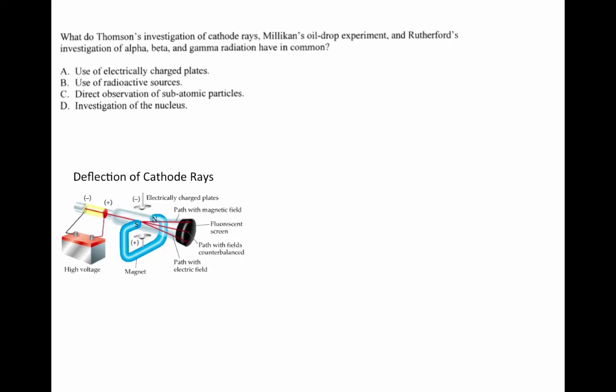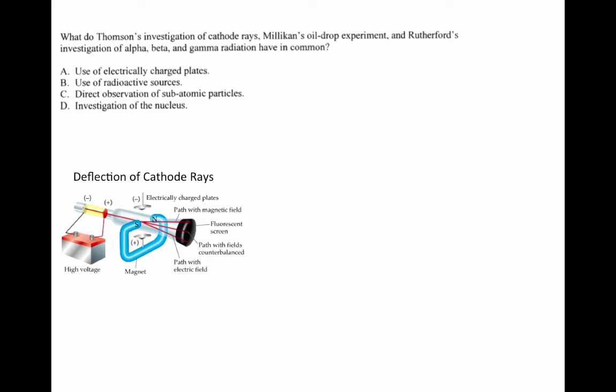So consider this one. The question is, what do Thomson's investigation of cathode rays, Millikan's oil drop experiment, and Rutherford's investigation of alpha, beta, and gamma radiation have in common? In order to answer this, we need to know what each of the experiments included. If we want to compare and contrast them, we need to know what they were involved with. It looks like we have a range of choices here. Some of them are talking about the parts of the experiment. It looks like response C is what was being observed, and response D is what was being investigated.